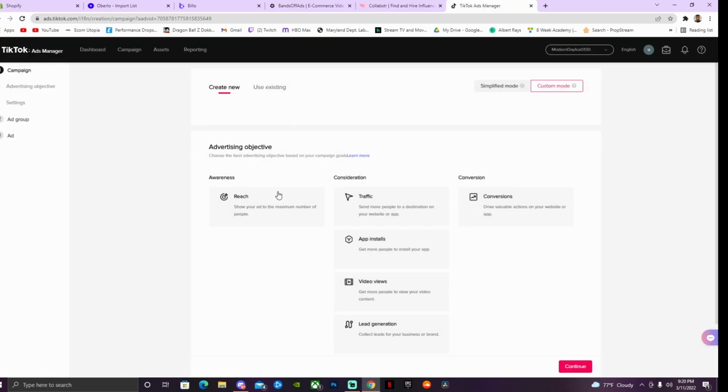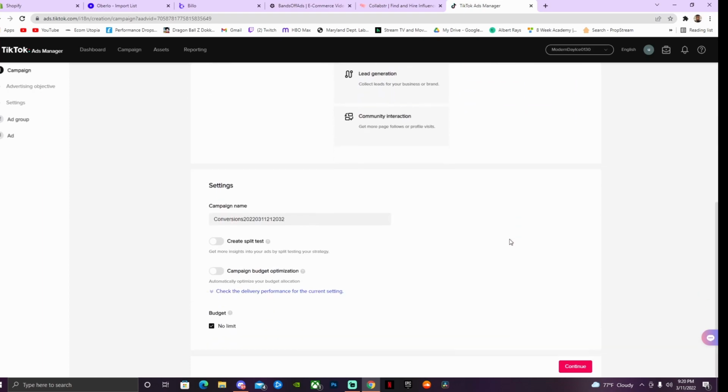When it comes to advertising objective, you definitely want to pick conversions. Conversions is website purchases, like completing a purchase on the website. You don't want traffic, app installs, video views, or lead generation. You definitely want to only pick conversions. You want to be driving conversions to your website.